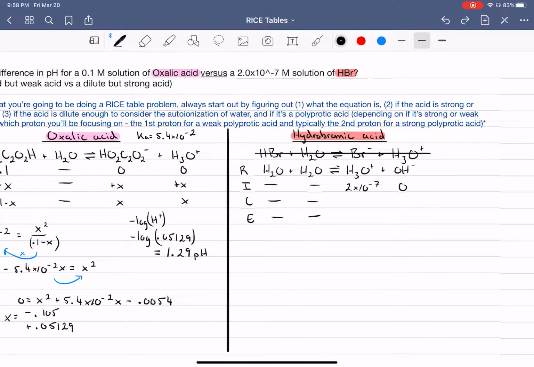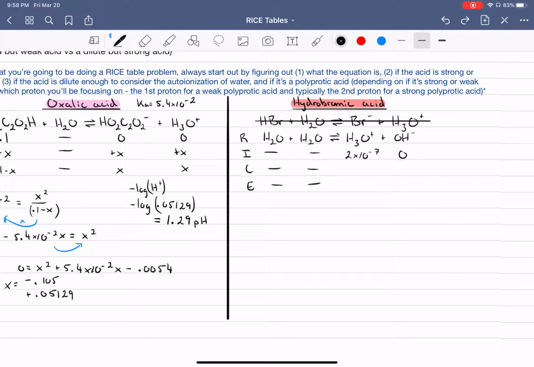And just like any other RICE table problem, we know that after H2O reacts with H2O, we are going to get plus x, plus x. At equilibrium, we get 2 times 10 to the negative 7th plus x, and x. And now the other part of this is when we use the autoionization of water, like we also said earlier, we're going to use the Ka value, or the Kw value, which is the Ka value of water. So remember, Kw equals 1 times 10 to the negative 14th.